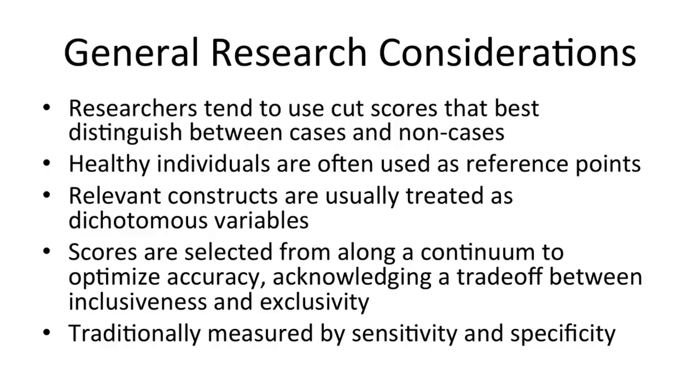Relevant constructs are usually treated as dichotomous variables. So if you think about that in terms of height, when does someone become tall? 6 foot? 6'8"? As a researcher, you'd have to decide. And a lot of times variables that are really represented on continua are dichotomized. And scores are selected from a long continuum of cut scores that you're going to use in your tests. I'll give you some examples. And it's often a trade-off. Are you going to pick a high cut score that's very strict or a low cut score that's very inclusive? And these are traditionally measured in terms of sensitivity and specificity, terms that you'll become pretty familiar with very soon.